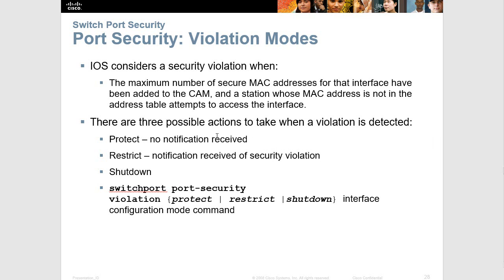Protect is going to do exactly what restrict does. It's going to protect and not allow that other device to access your port, but it's not going to send a violation report either. Okay, so it's not going to document that some device was trying to access your switch. It's just going to reject the device from access. Okay, so you have three different levels of violations, basically from lowest up here to highest violation.